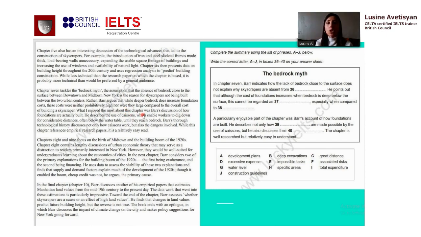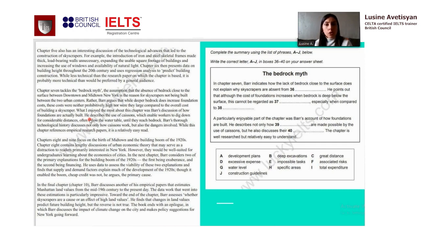See, your language awareness gets you closer to understanding these types of questions and locating them. What I enjoyed the most about the chapter was, what was it? Barr's account of how foundations are built. Discussion of how foundations are actually built. So I finished with this. Now I need to go to the answer.